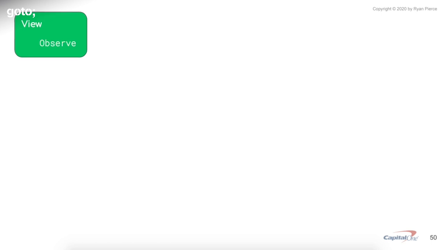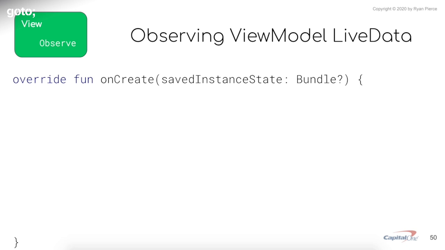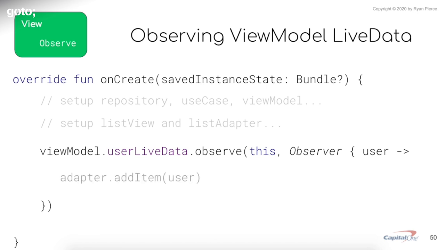Finally, we'll work up to the view. Now, our job in the view is to observe the LiveData. So in whatever your creation method is, in this case, we probably have an activity. So in onCreate, we'll create a repository, use case, and view model, all of the things that we need to create a list view. And then we'll reference our user LiveData and observe all of the users that come through that stream. And whenever we get a user, we simply add that user to our list adapter. And that's it. That's all you need to create that application.